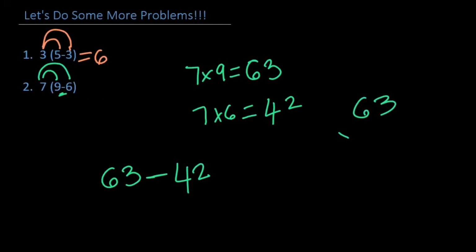63 minus 42 is equal to 3 minus 2 is 1. 6 minus 4 is 2. So our answer is 21.